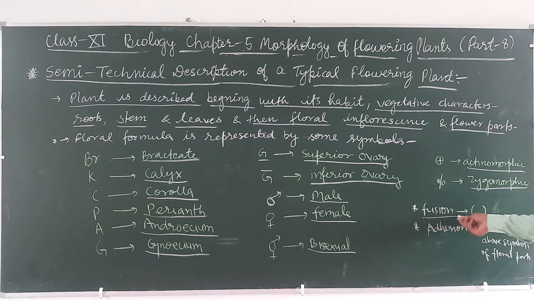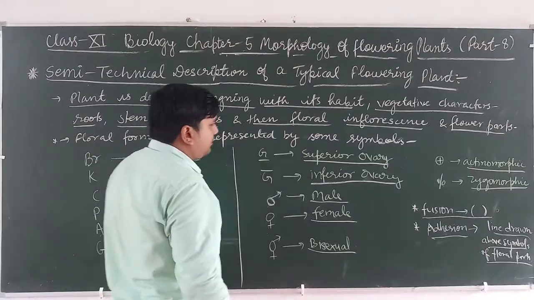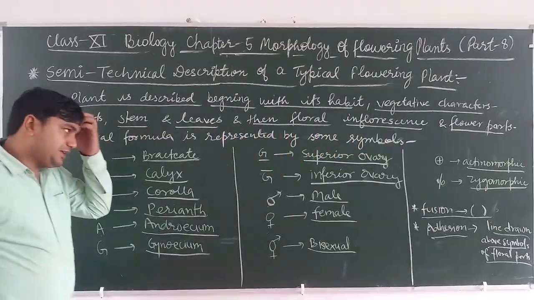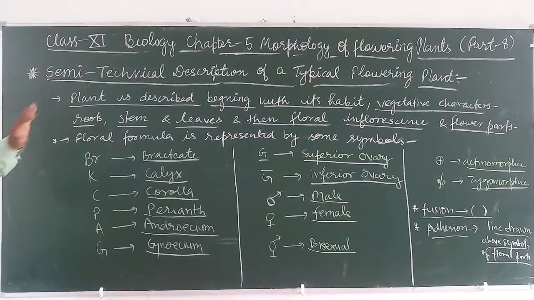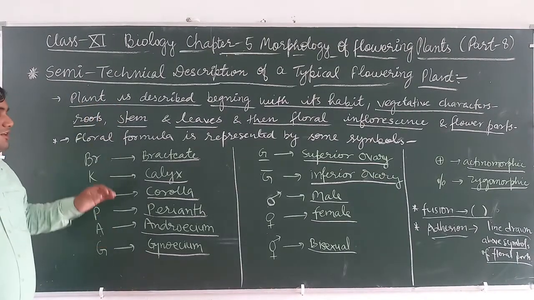Fusion is represented by enclosing the symbols in brackets, and adhesion is shown by a line drawn above the symbols of the floral parts. So this is all about floral representation and their symbols. Once again, we are studying the semi-technical description of a typical flowering plant.